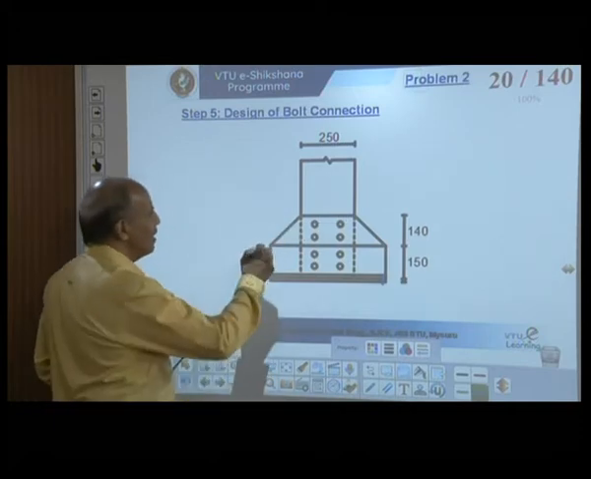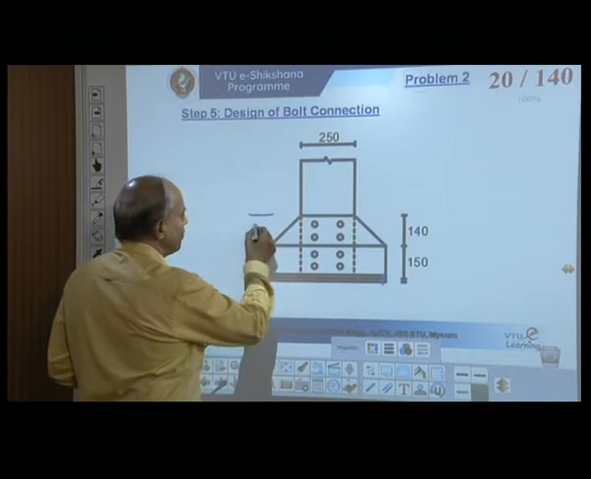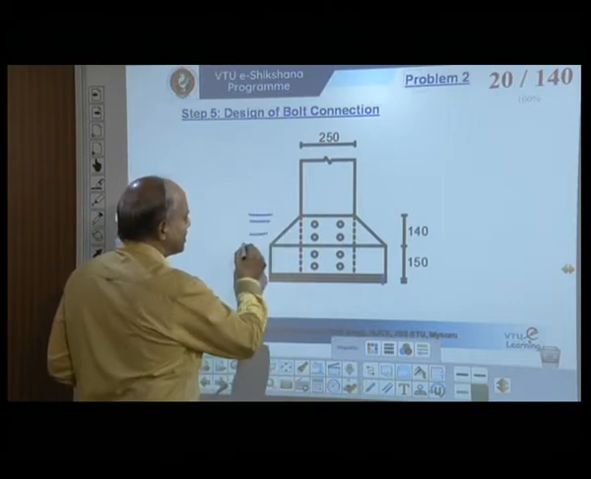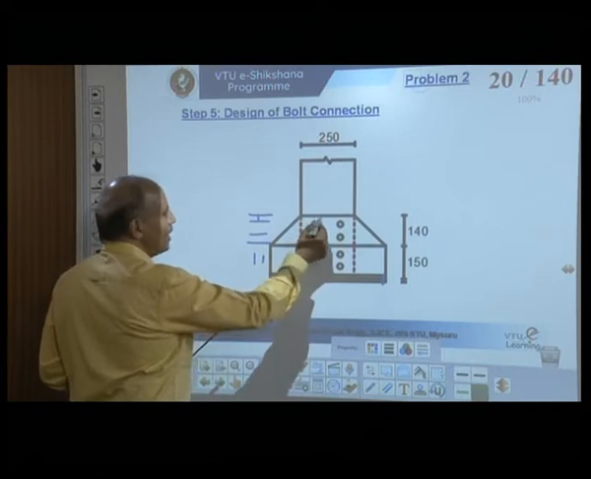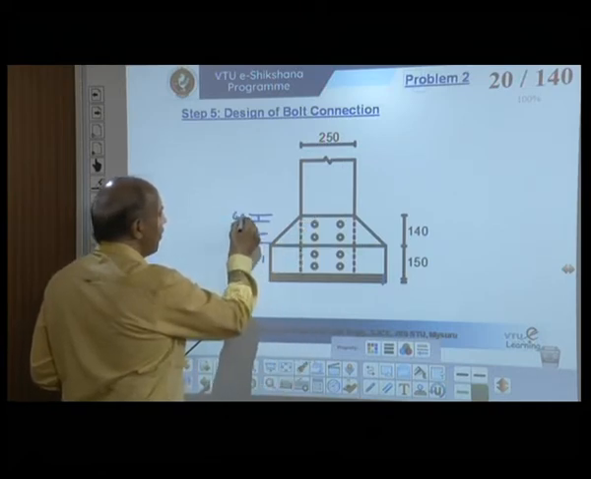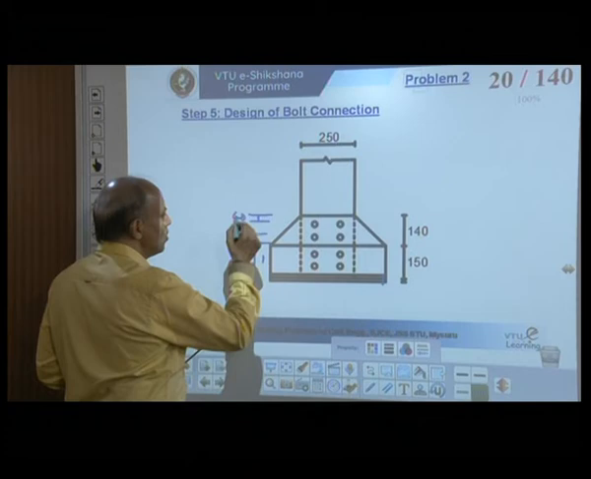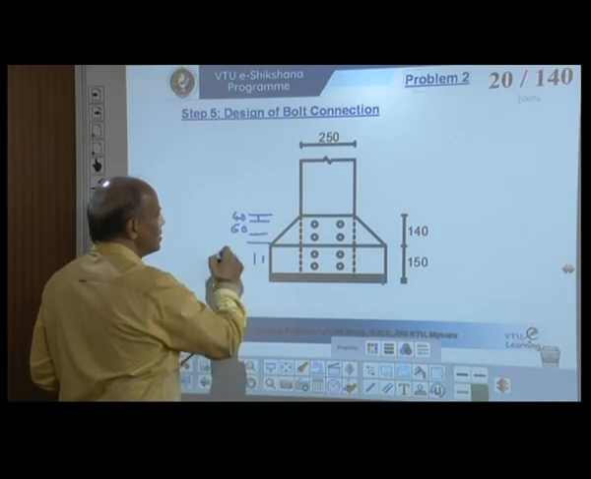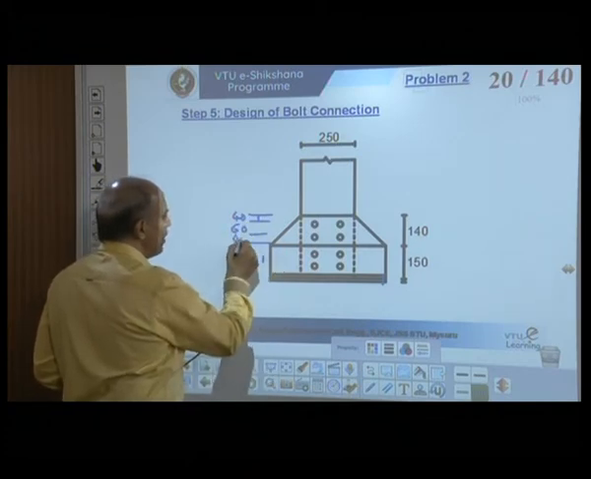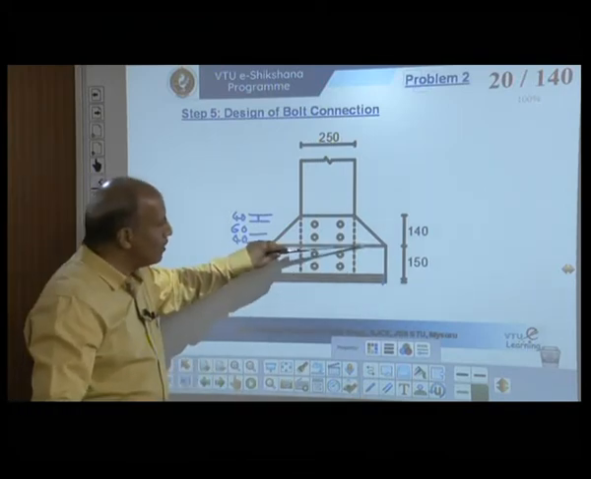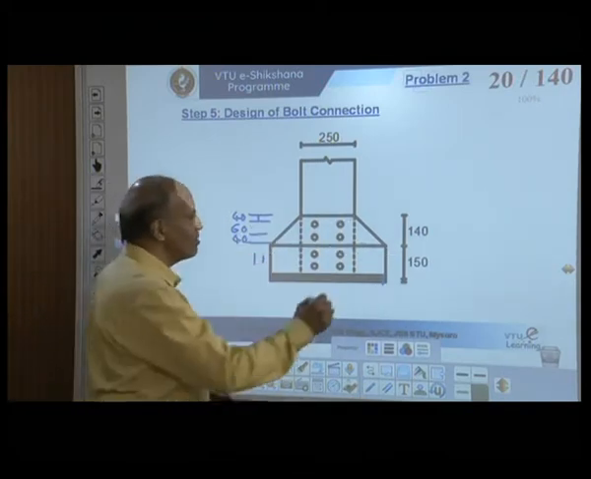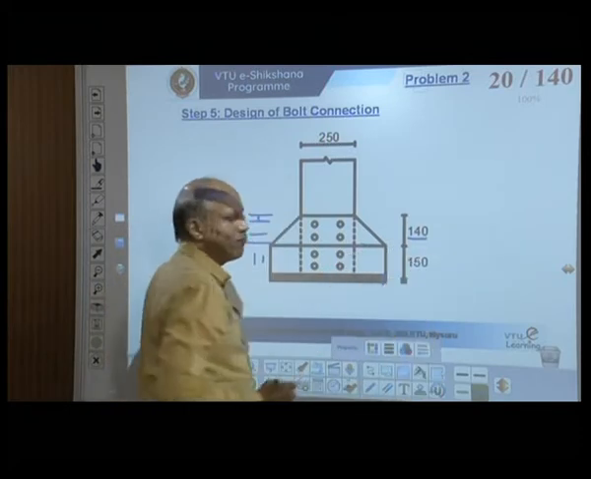Now please understand that we are assuming the edge distance here is 40. That means the distance from the edge to this is 40. The distance between these two, which you can call the pitch, is 60 and another 40. So that means totally it is 140. So beyond this, 140 is what we have assumed in this particular case.